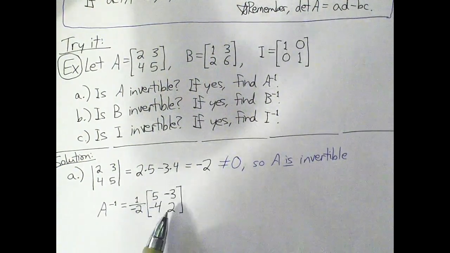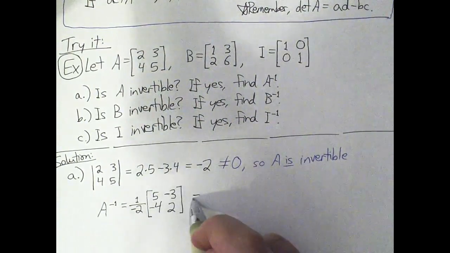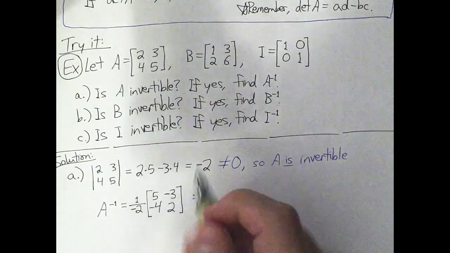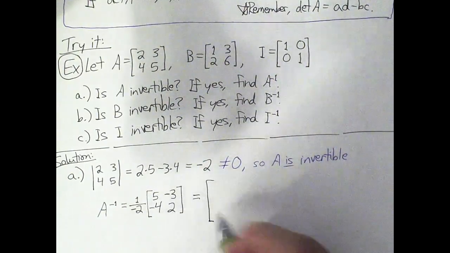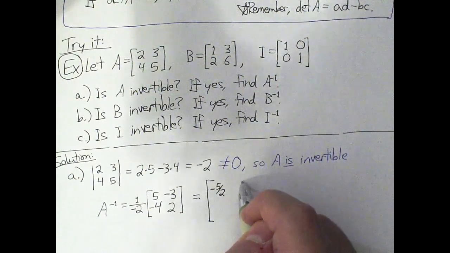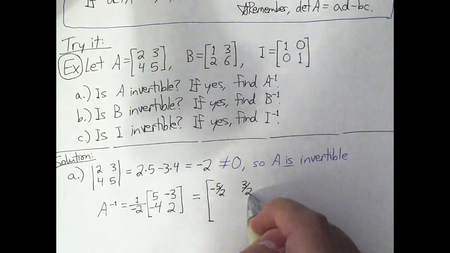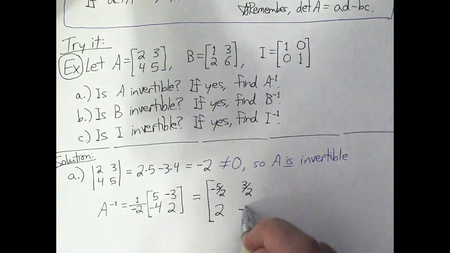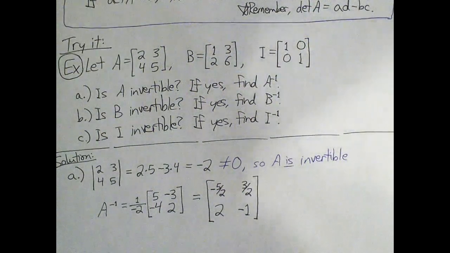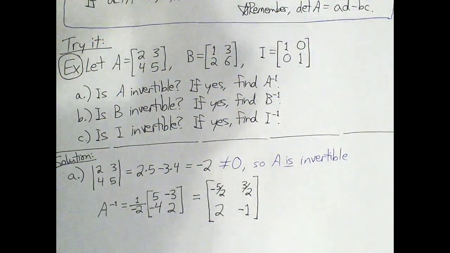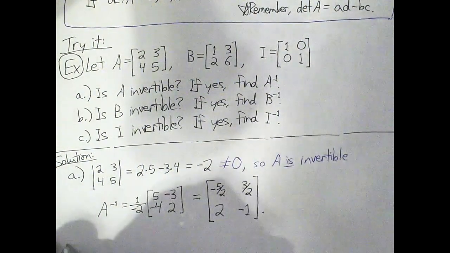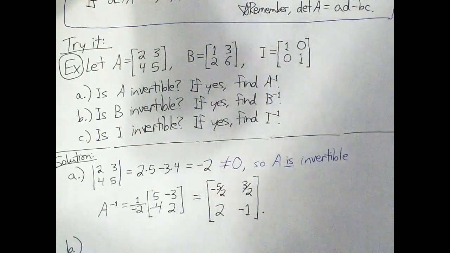This is a scalar times a matrix, and we should go ahead and do the scalar multiplication. Negative 1/2 in front of this matrix, go ahead and multiply it out. So you wind up with negative 5/2, positive 3/2, 2, negative 1. All right, so that's it for part A. Yes, it's invertible, and that's the inverse.